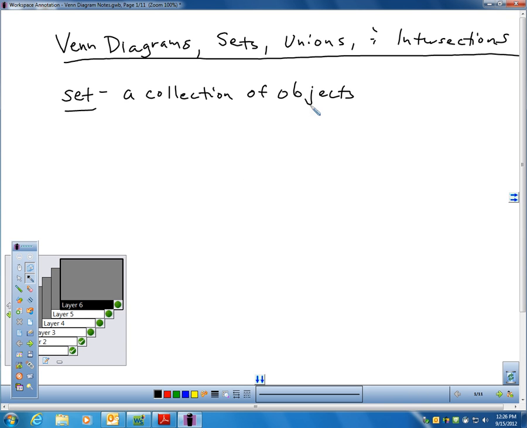Let's talk about a set first. A set is a collection of objects. I want to give a non-math example to help you wrap your mind around this as best as possible. I'm going to use baseball cards. I have a set of Detroit Tiger baseball cards. The cards I have would be the set. It's a collection of objects in that set, all right? So that's simply what a set is. It's a collection of objects.